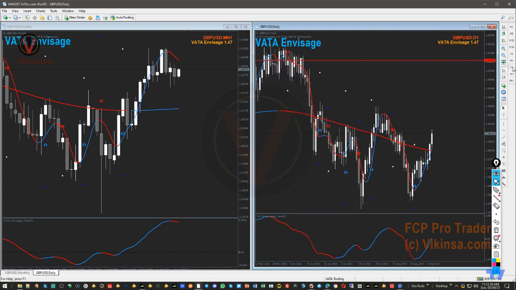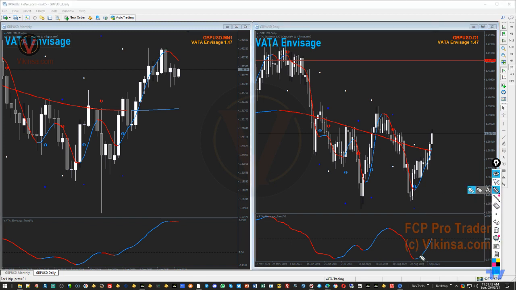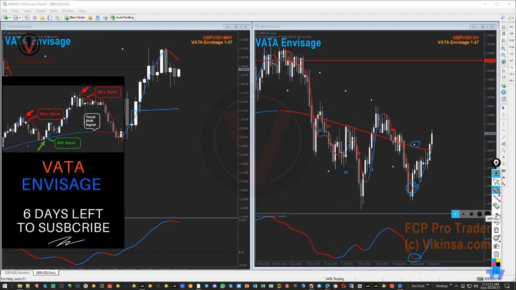If I go to the daily time frame, the market gave us a very good long trade here. So this was bullish at the bottom, this was the signal, and this was the target. The white dot was the target, and the market reached right there. And now what we have is this W pattern, which we were just talking about. We have this W pattern.